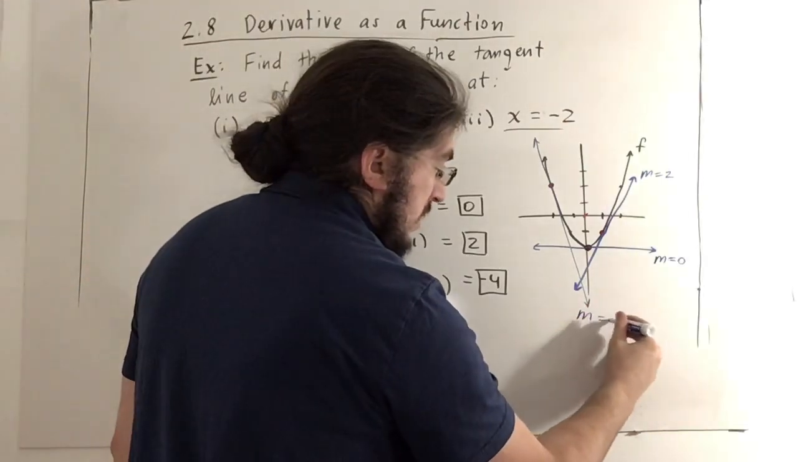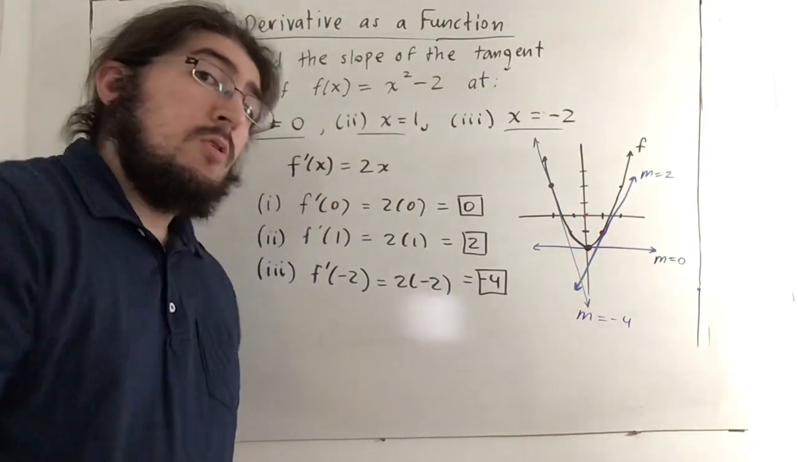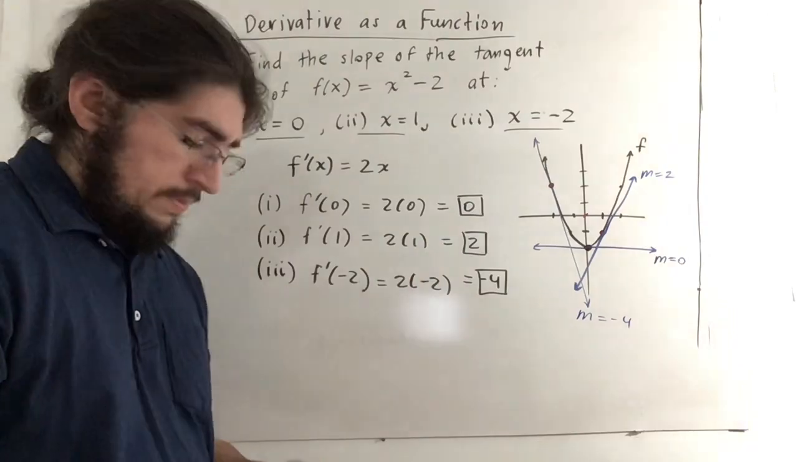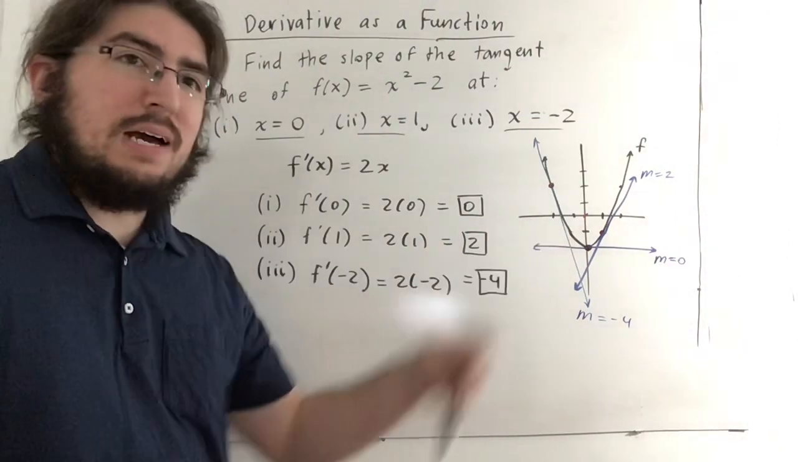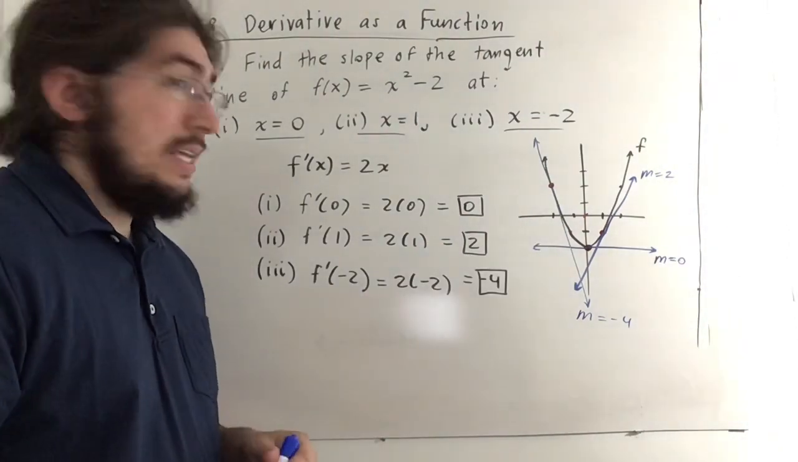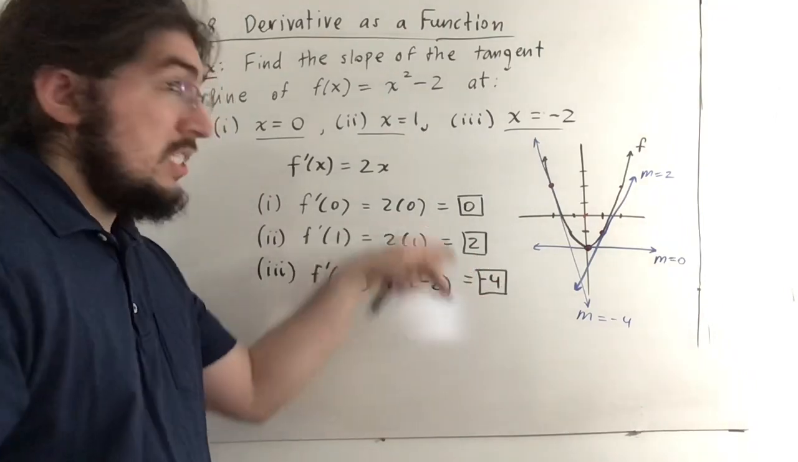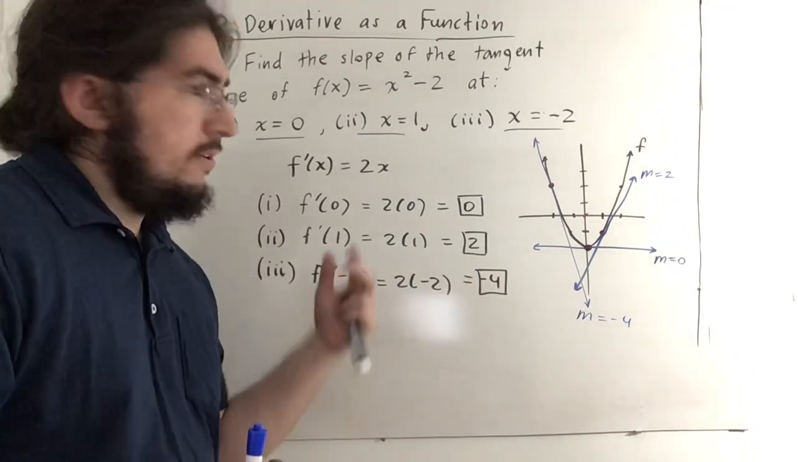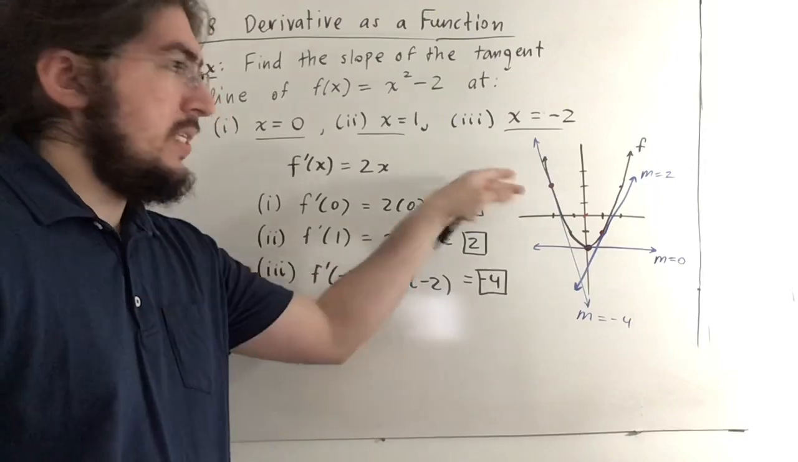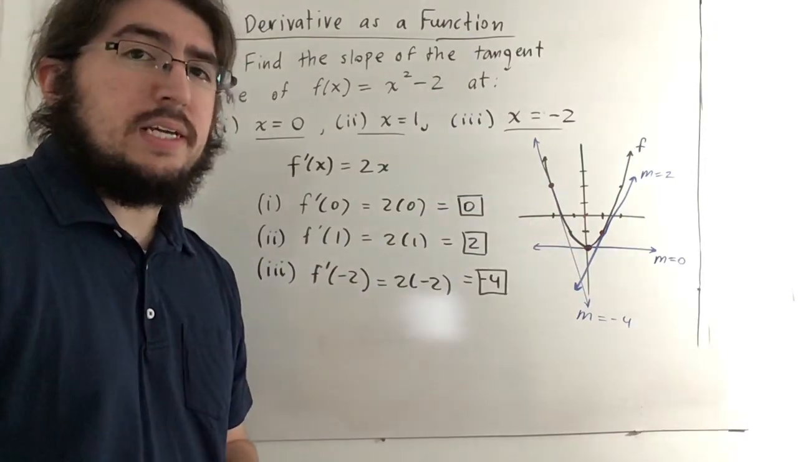And according to what we just did, it's m equals negative 4, which makes sense because it is pretty steep. Well, at least steeper than that one. So there we go. This is a nice visualization of what these numbers actually mean. Again, they're the slope of the tangent line at those particular x value points of tangency.